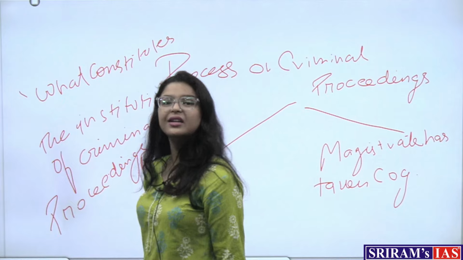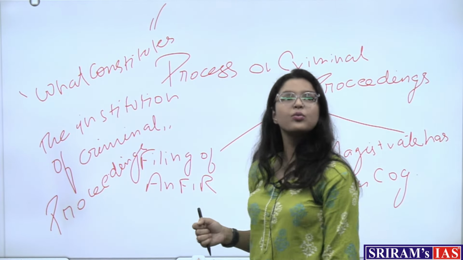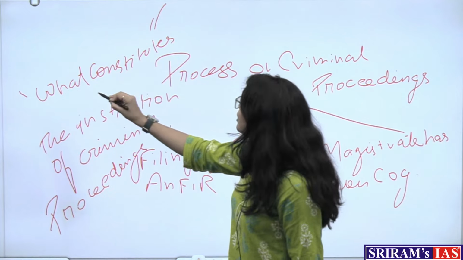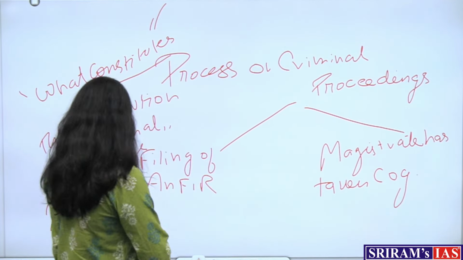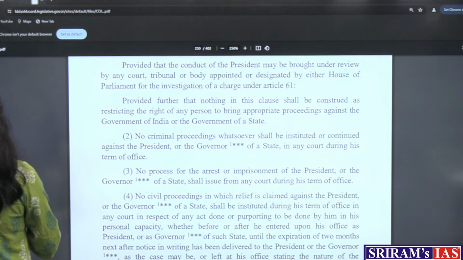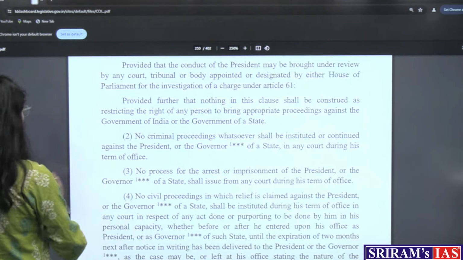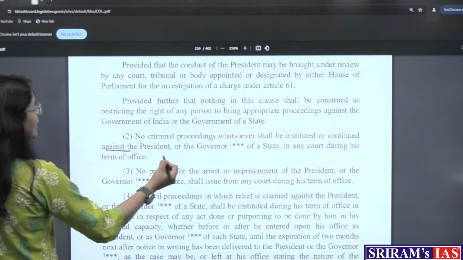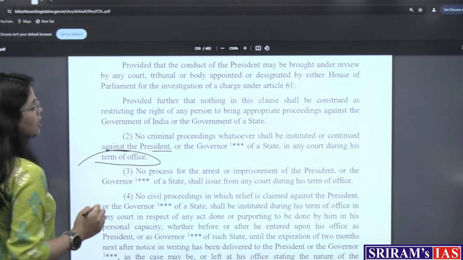So this is the legal question that has been stated before the Honorable Supreme Court of India: what exactly constitutes the initiation of criminal proceedings? Because as you can see in the Bare Act, institution is barred. Okay, that means it cannot be instituted or continued against the President or the Governor in any court during his term of office.